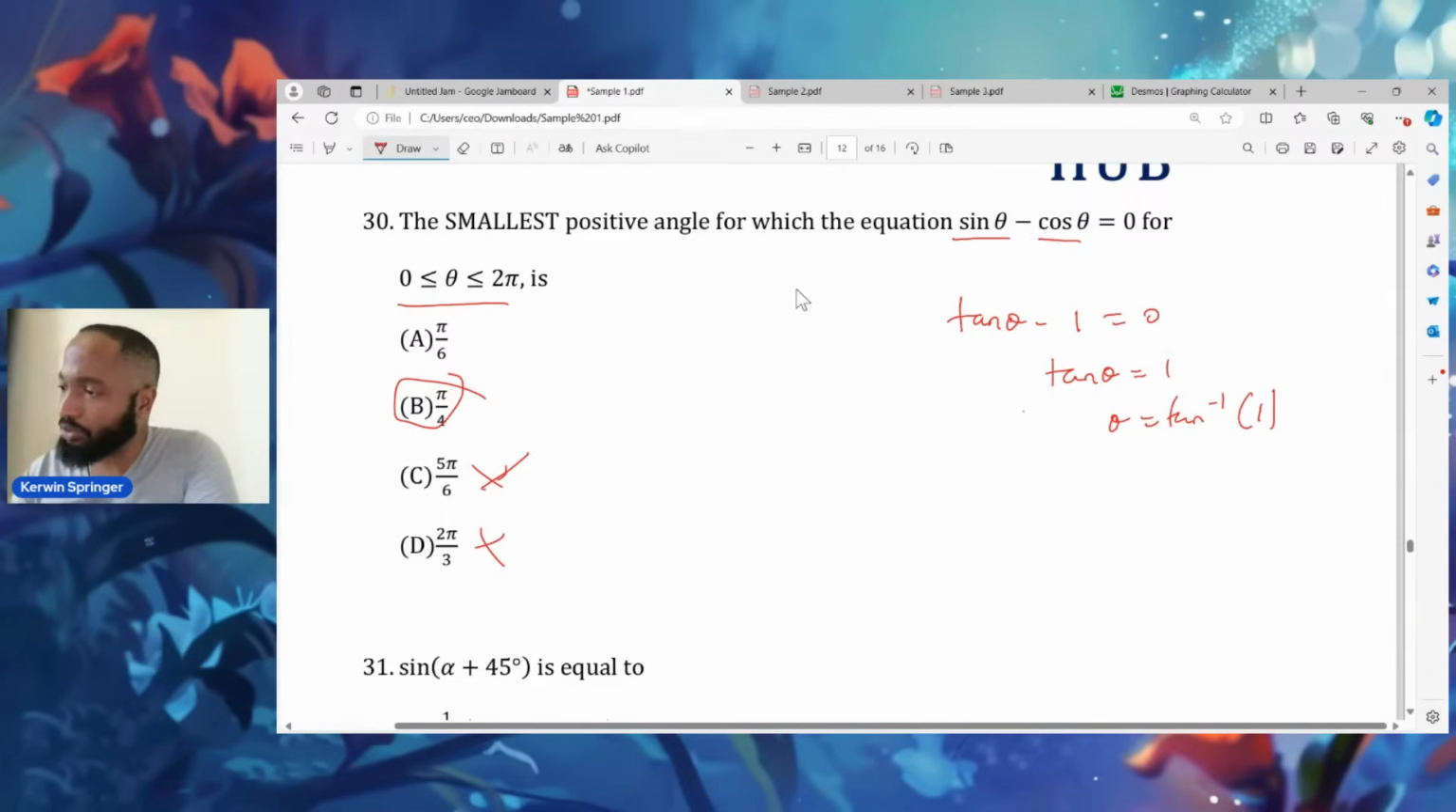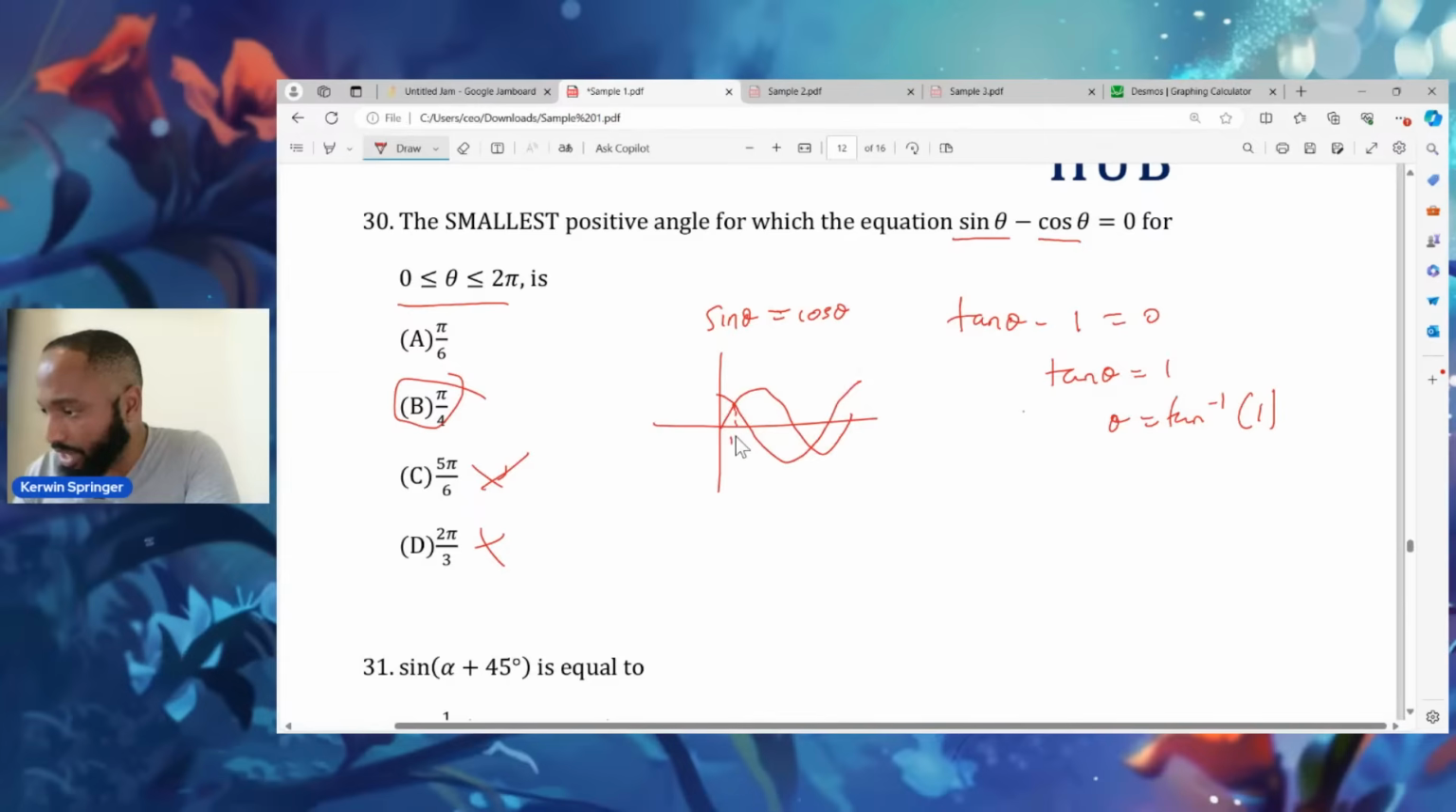Another way people might approach this is to bring across the cos, so you get sine theta is equal to cos theta. When is sine theta equal to cos theta? This is the next thing you just know: it's pi over 4. Sine theta is like this, cos theta is like this, and this here is pi over 4. So there's a graphical approach, a substitute-the-answer approach, and a solve-the-equation approach. You could do them all.